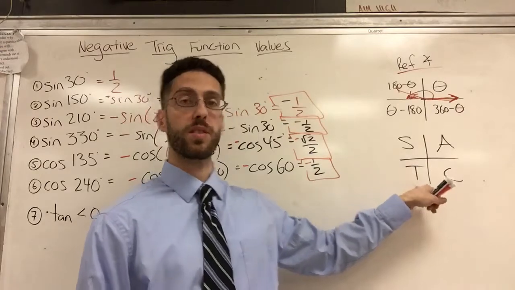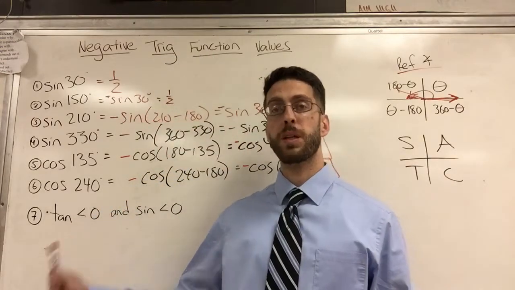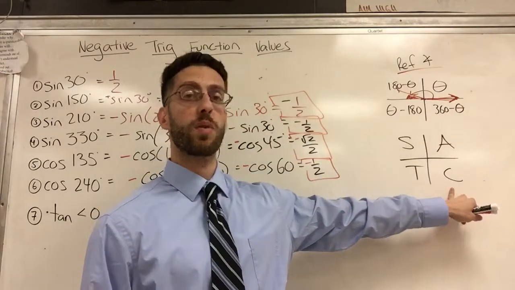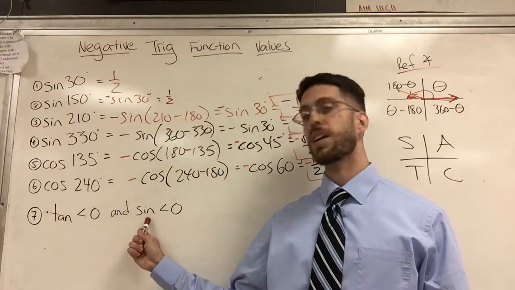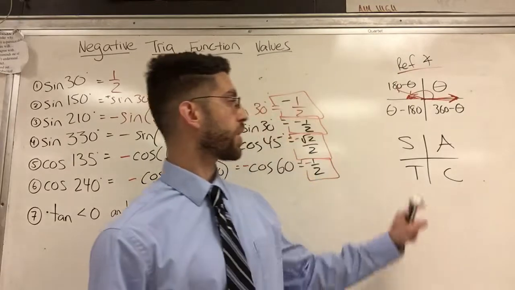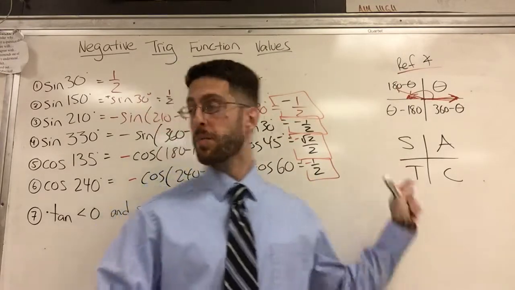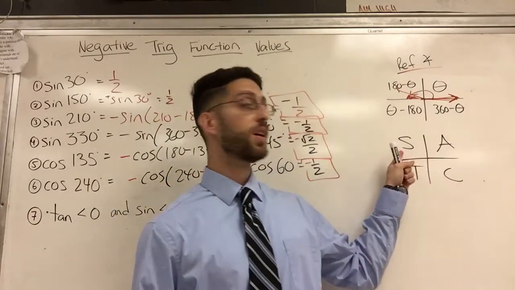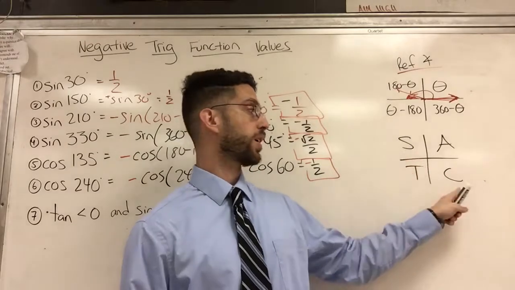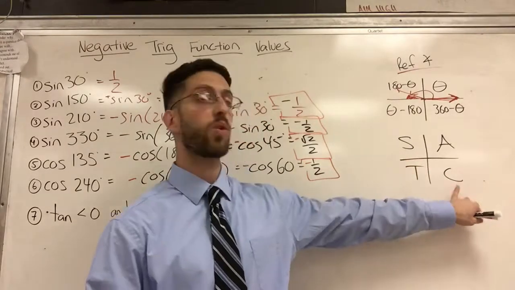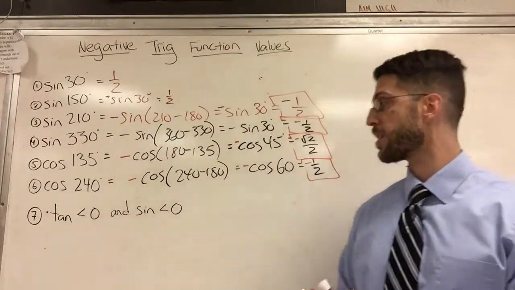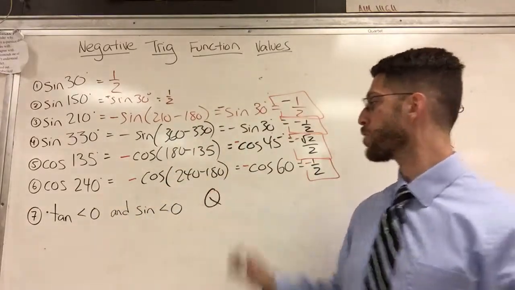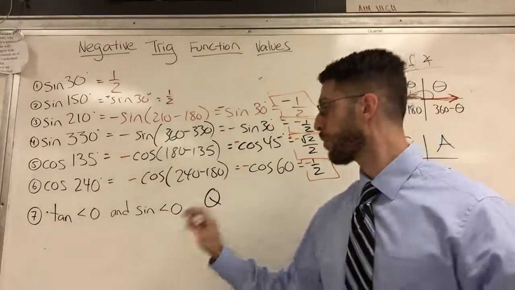Well, here everything's positive. Here the tangent's positive, so it can't be that one. Here the cosine is positive. Oh, wait a minute. You're saying the tangent and the sine are negative? So it can't be here, right? And it can't be here where the sine is positive. So that forces it to be here where only the cosine is positive and these two are negative. So this is describing a quadrant 4 angle.